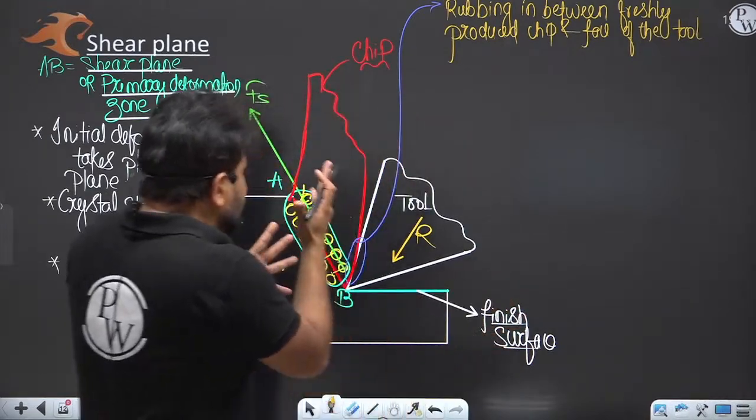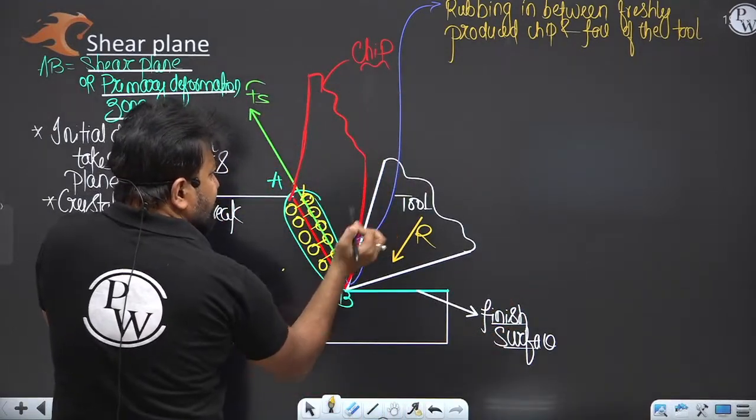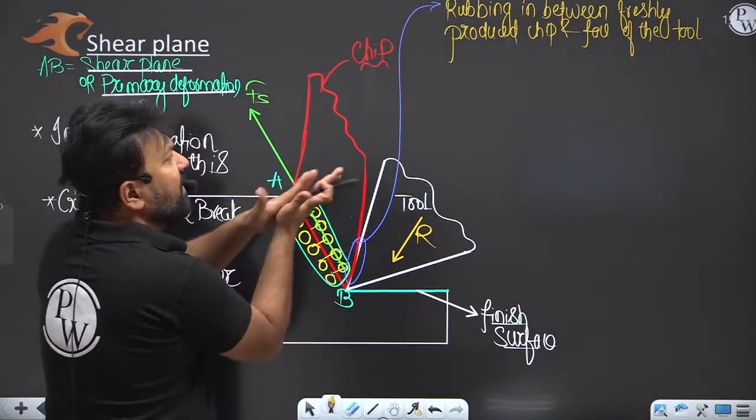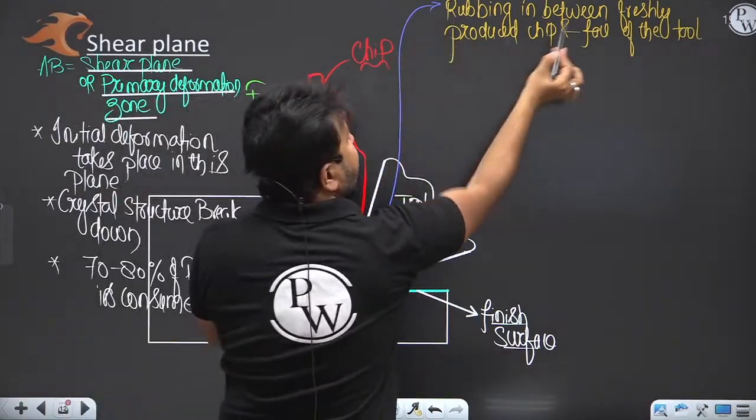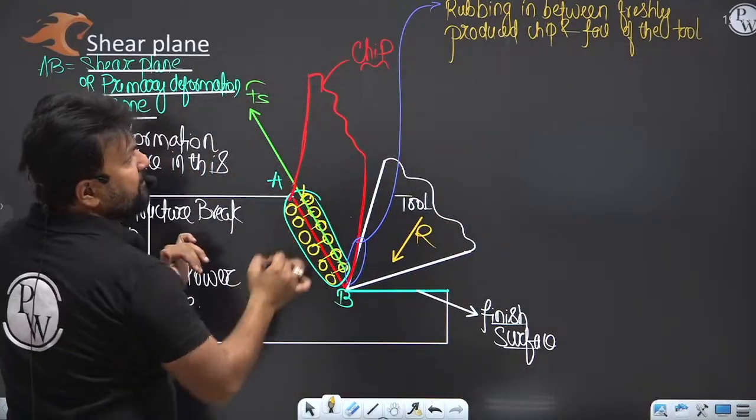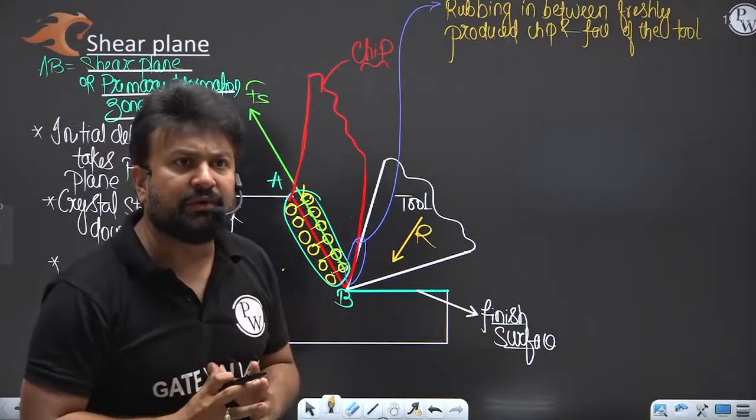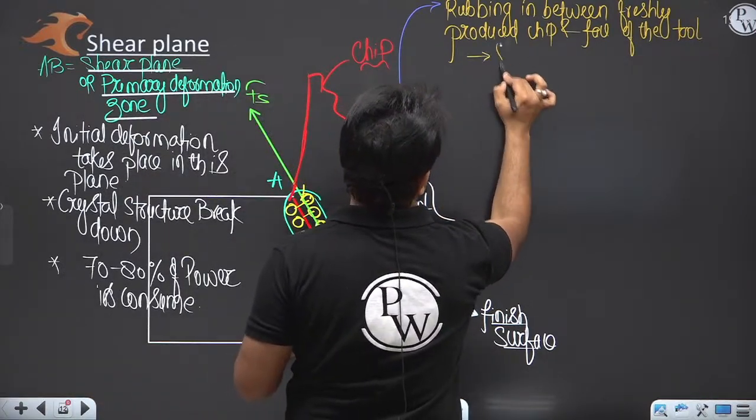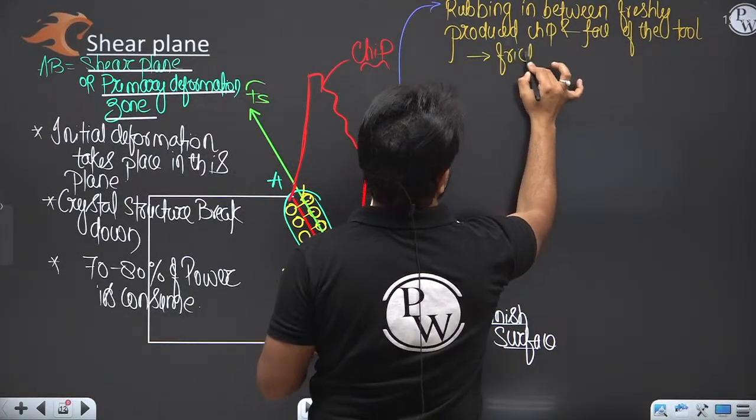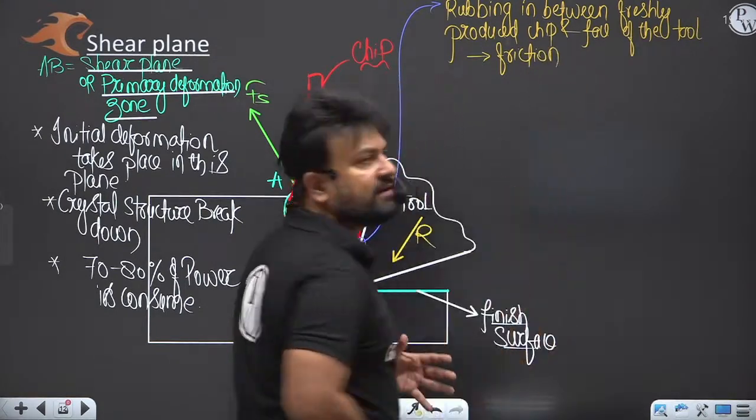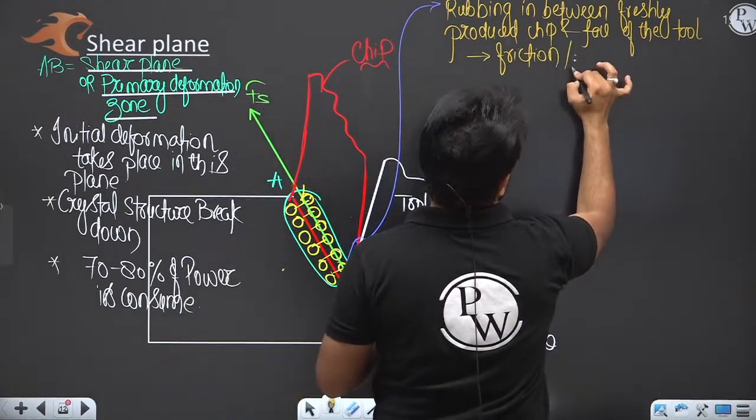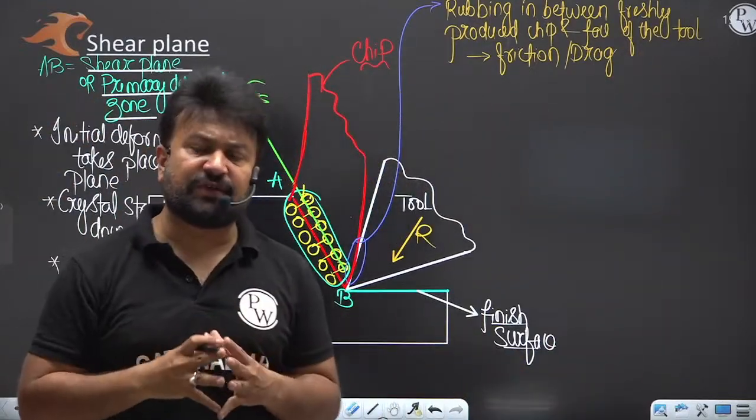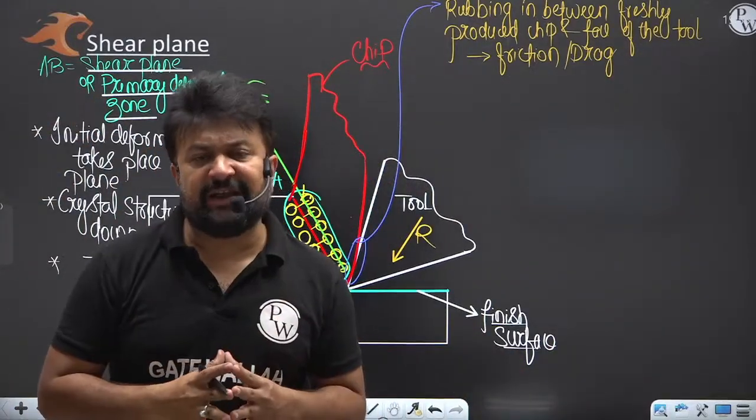So when the chip is moving on the rake face of the tool, there will be rubbing between the freshly produced chip and the face of the tool, right? Then what is going to be produced? Basically friction. This is drag, friction, between the chip and the face of the tool.